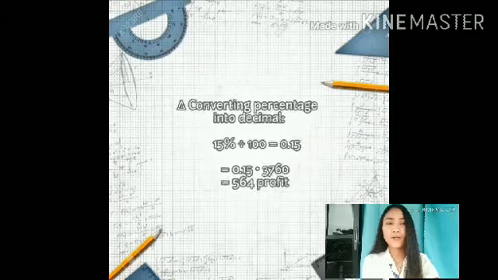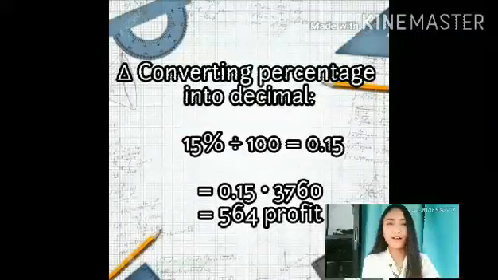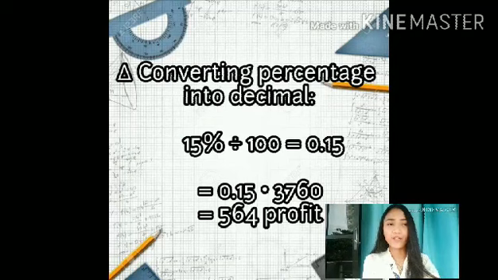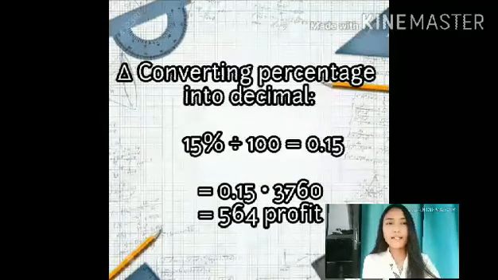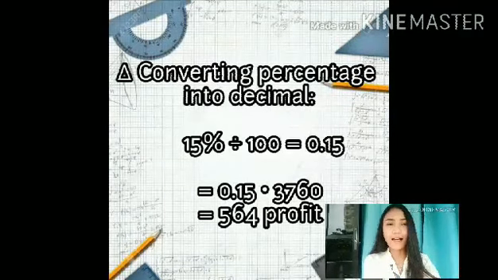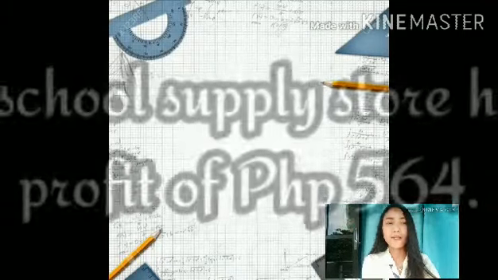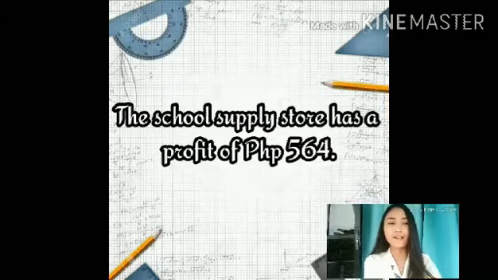First, we need to convert the percentage into decimal by simply dividing 15% by 100, which is equal to 0.15. Multiplying 0.15 to 3,760 is equal to 564. So the school supply store has a profit of 564 pesos.